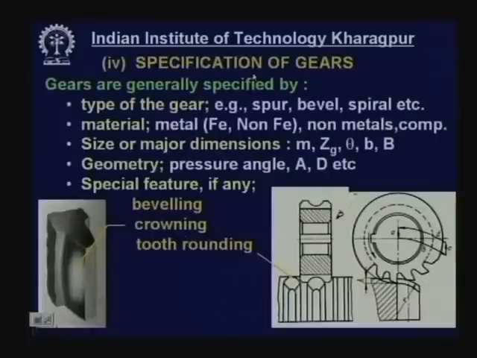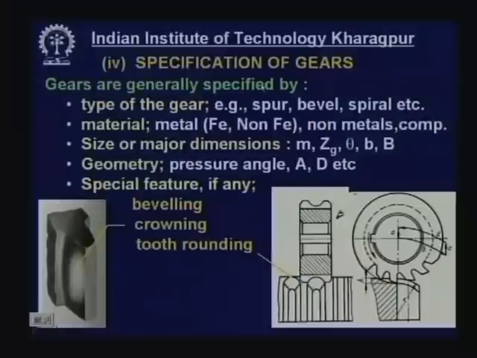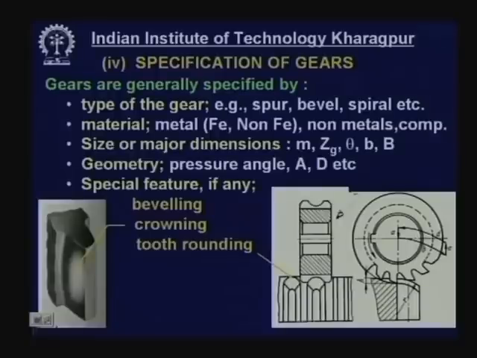Now, specification of gears. How to specify a gear? Gears are generally specified by, first, the type of the gear. Is it a spur gear? Is it a bevel gear? Is it a spiral gear? If bevel gear, is it straight tooth or helical tooth, or a hypoid gear with non-intersecting shafts? If it is spur, is it a straight tooth spur gear, helical spur gear, or herringbone gear? This has to be mentioned.